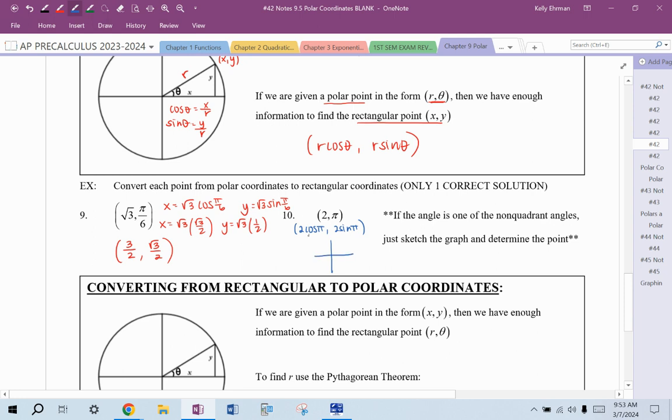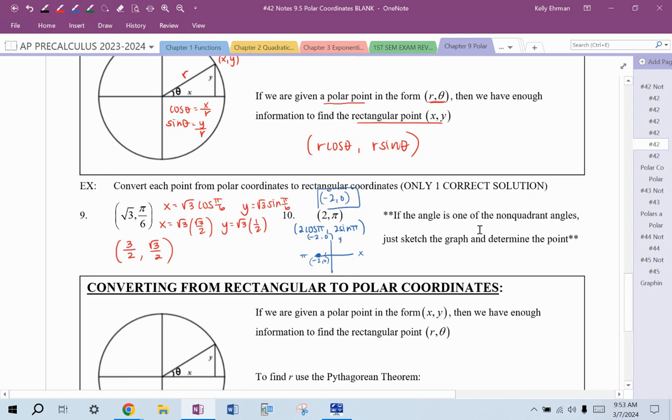This gives me the point -2, 0. So let's see. What if we just said face pi and walk forward 2 units? And then if I overlay that with the xy axis, that would be the point -2, 0. So you can get the answer -2, 0 from graphing in this case, or just still by using the formula.